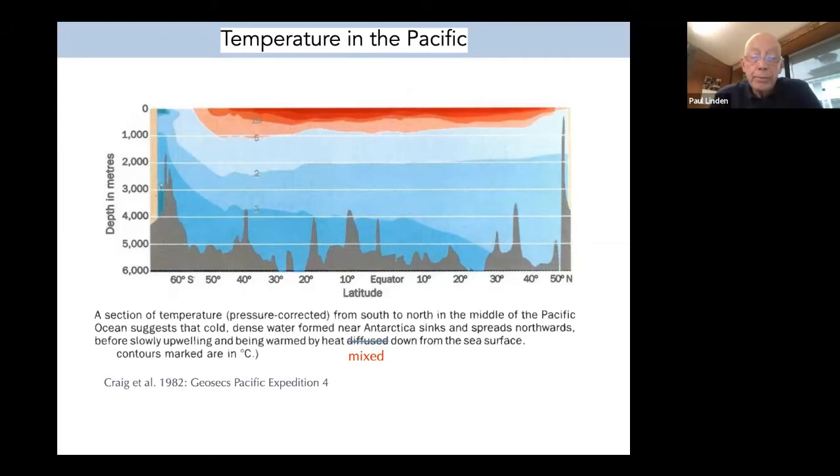And the caption that I've copied from this publication says that the water at the bottom is warmed by diffusion. I changed that to mixing. It's the mixing process that causes that, and that is one of the things that I want to talk about today.